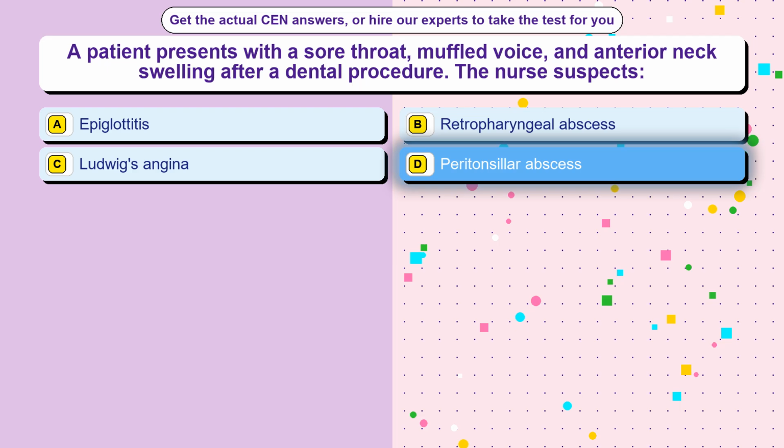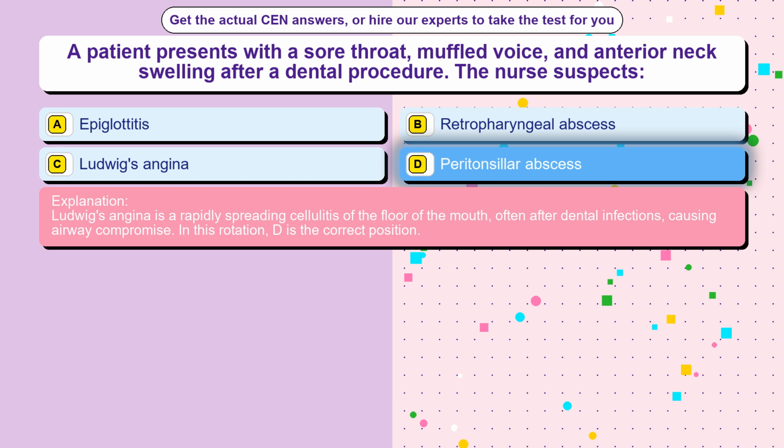The correct answer is option D, peritonsillar abscess. Ludwig's angina is a rapidly spreading cellulitis of the floor of the mouth, often after dental infections, causing airway compromise. In this rotation, D is the correct position.